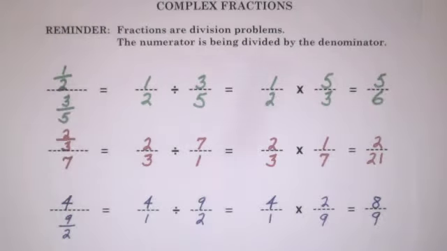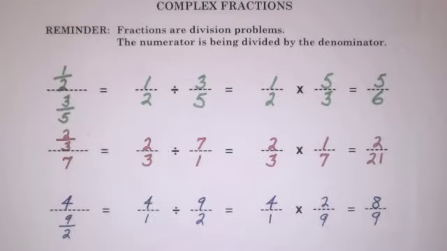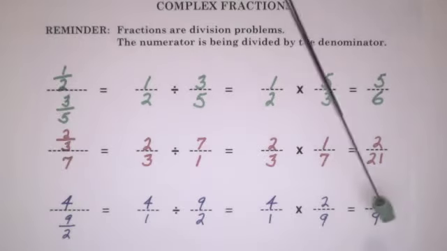9/2. Here's the 9/2. Now I must rewrite this equation to make it a multiplication equation. What I need to do is change this operation from division to multiplication, and then find the reciprocal of the second fraction. So the second fraction is 9/2, so the reciprocal is 2/9. 4 times 2 is 8. 1 times 9 is 9.